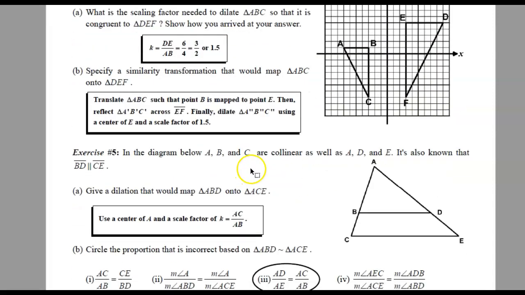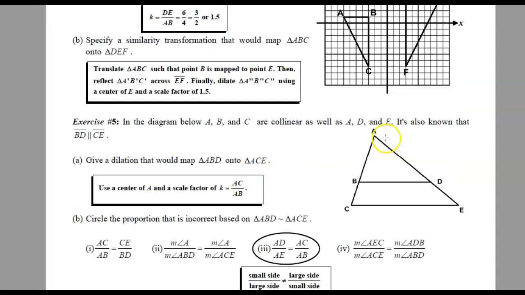All right, exercise 5. A, B, and C are collinear, as well as A, D, and E, so those all fall in the same straight lines. It's known that BD is parallel to CE, so to give a dilation, we would say the scale factor would be, well, we have choices here, but we could take AC and divide by AB, and that will map it. And remember, it's ABD onto ACE, so ACE is the new, so I want to take one of those new segments and divide it by one of the old ones. Could also do AE over AD. Could even do CE over BD. There's always choices with that.